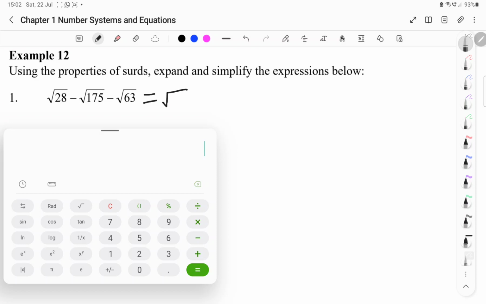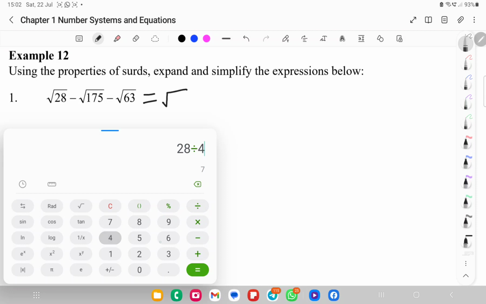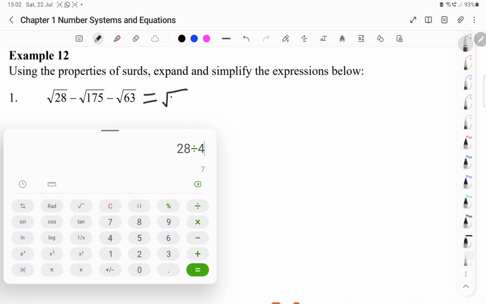So first we have to split 28. 28 divide 4, can? Oh, can. Okay, so 4 multiply by 7. So I split 28 into square root of 4 multiply by 7. And then minus. Okay, now how about 175?